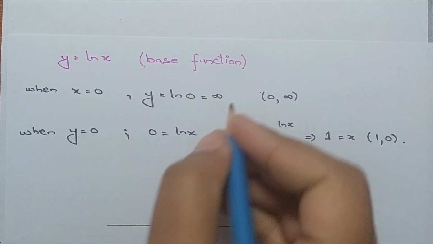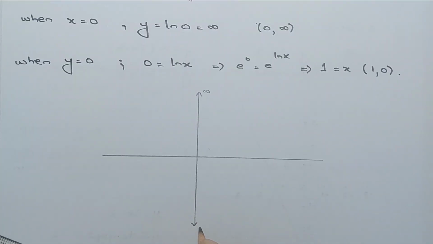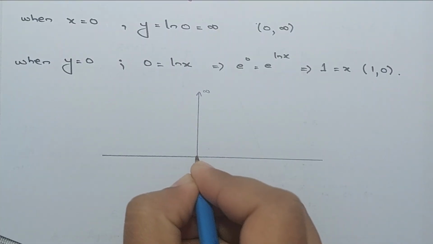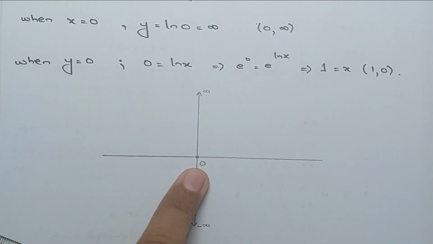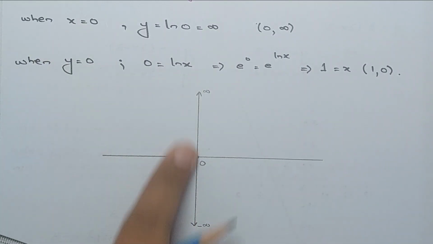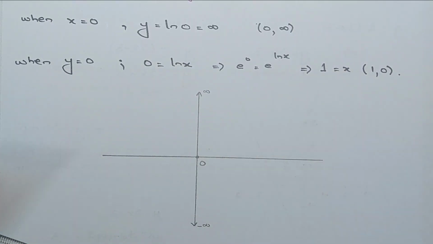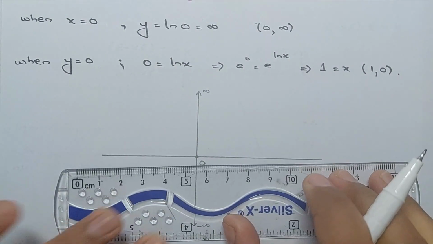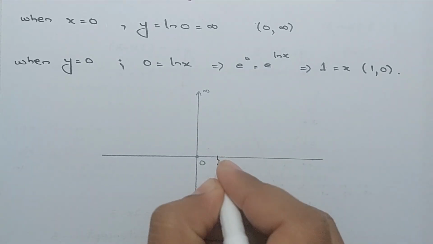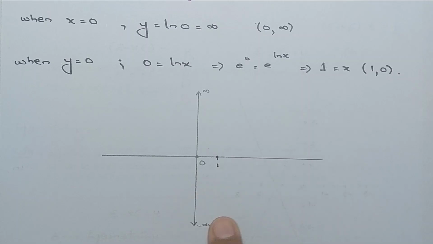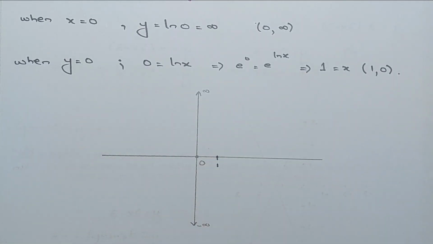The y values can be positive infinity or negative infinity, right? And here x is 0 and y is 0. When the x value is 0, the y value is infinity, positive or negative. And when the y value is 0, the x is 1. So x is 1 over here. Now, the shape of the graph is like this or like this. We have no idea about that.